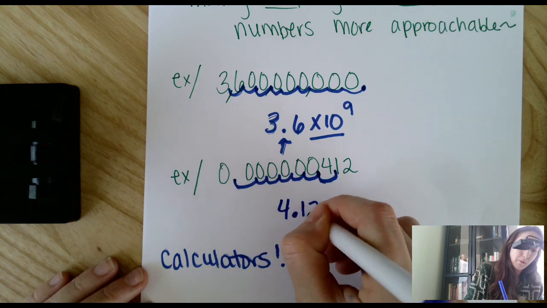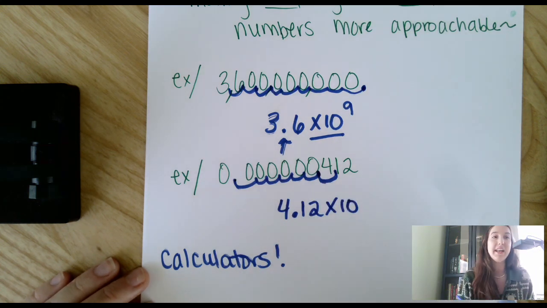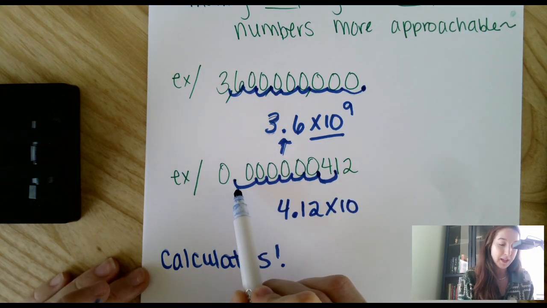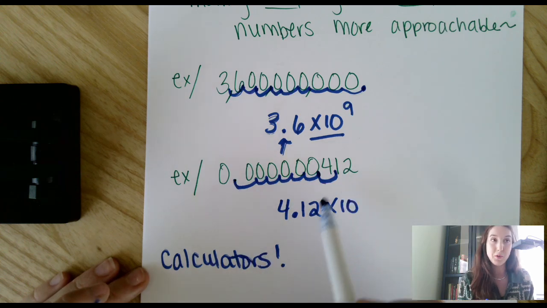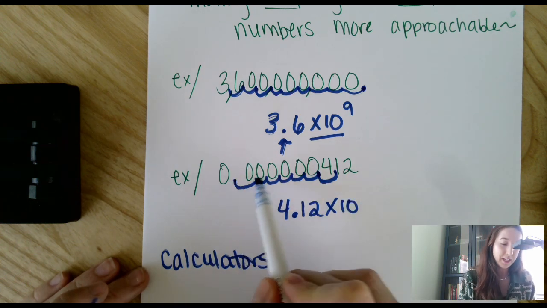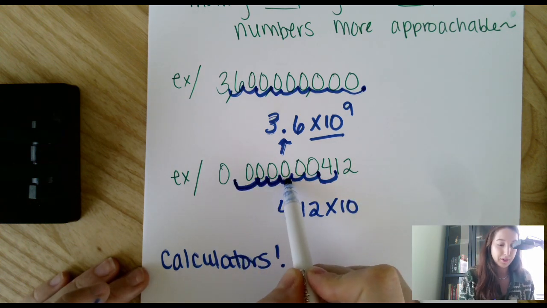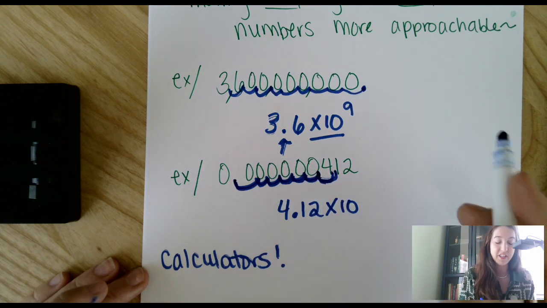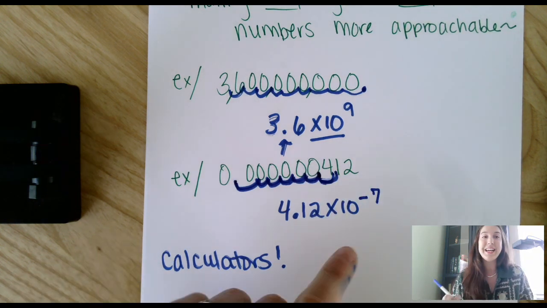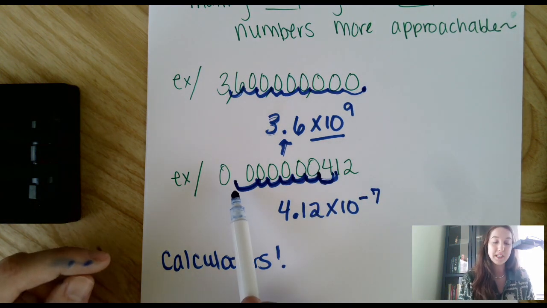So 4.12 times 10, and then my power is going to be however many times I moved that decimal to make this number. I moved it, we'll count again, 1, 2, 3, 4, 5, 6, 7 times. It is going to be a -7 because I moved my decimal to the right.